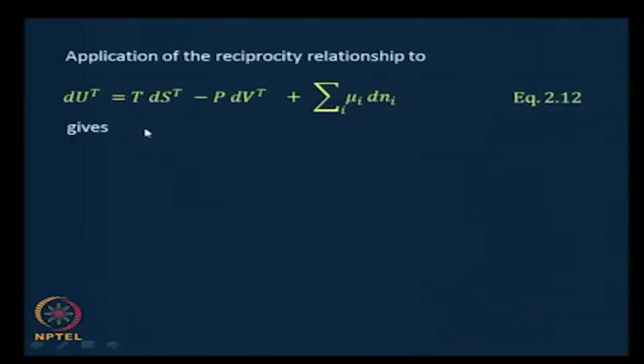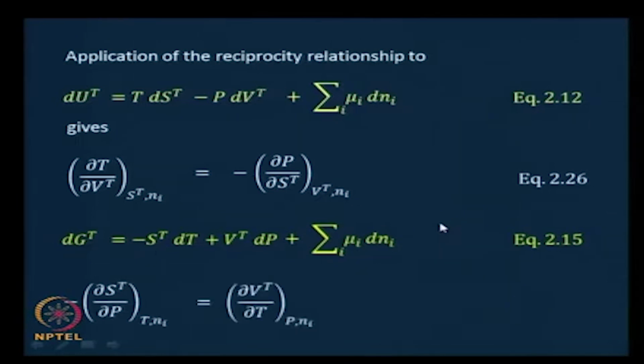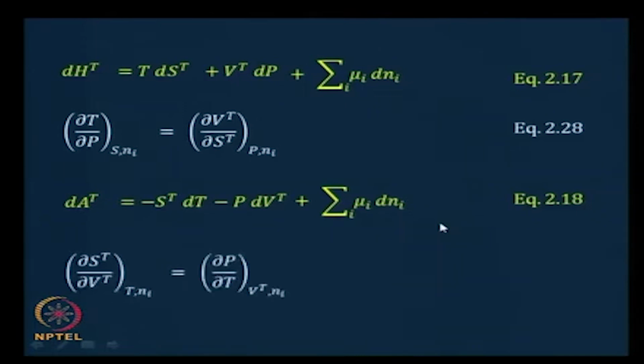And then applying the reciprocity relationship, taking two at a time, given by the mathematical theorem, we could get very useful relationships, which is dou T dou Vt at constant St, Ni equals minus dou P dou St at constant Vt, Ni, and so on. I am not going to read those out. They are useful expressions which can be used to represent not so easy to measure thermodynamic variables in terms of easy to measure thermodynamic variables such as P, T and V.